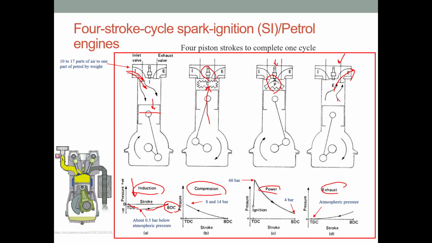At compression, we are going to move from BDC to TDC, and the pressure is going to rise to between 8 and 14 bars, depending on the way it's designed. And then when power or ignition happens, the pressure suddenly goes up to 60 bars, and then starts to go down to 4 bars at BDC. And then obviously we're going to have exhaust, and the pressure goes to almost 0 again. This animation also shows how the 4-stroke cycle works for a spark ignition engine or petrol engine.